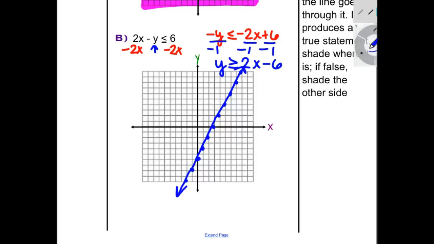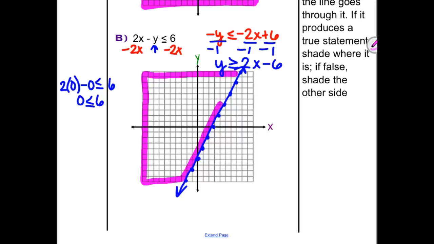And then I need to go shade. So I say, all right, 0, 0. So I've got 2 times 0. I'm using the original equation. 2 times 0 minus 0. So 2 times 0 is 0. 0 minus 0 is 0. 0 is, in fact, less than or equal to 6. So when I go to shade, I'm going to shade on the left side of the line, the left and above, because left and above is where 0, 0 is.